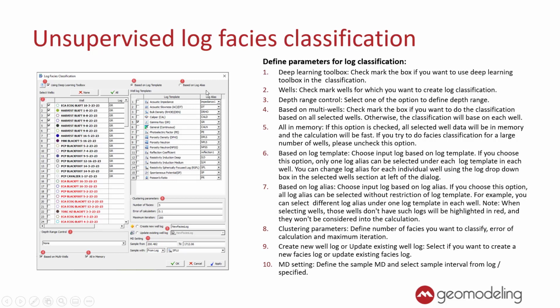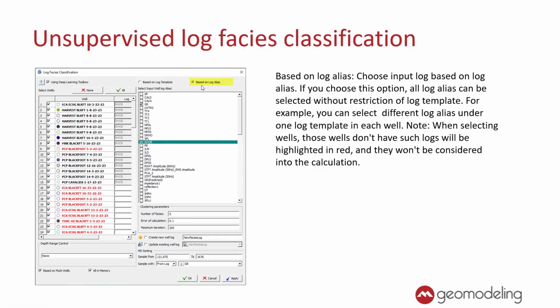This is based on log alias. This is to choose input log based on log alias. If you choose this option, all log aliases can be selected without restriction of log template. For example, you can select different log aliases under one log template in each well. And please note, when selecting wells, those wells that don't have such logs will be highlighted in red color, and they won't be considered in the calculation.